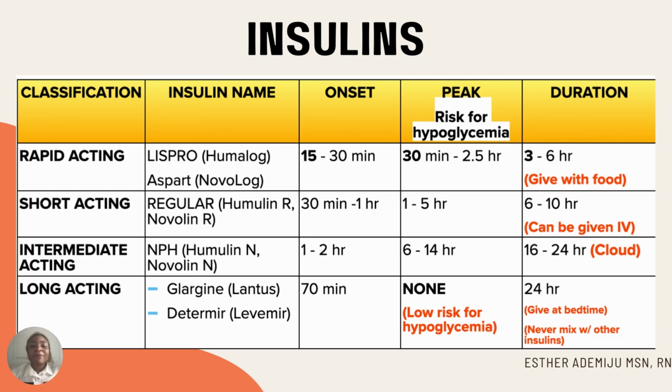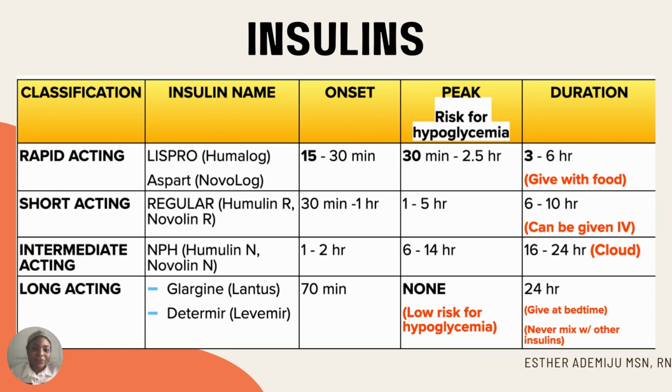Okay. And then finally, we have your long acting, which is the glargine, also known as Lantus, and detemir, also known as Levemir. This starts to work in about 70 minutes, and ta-da! This is the only one that does not have a peak. We call it a peakless insulin because it never peaks, because it never goes up the mountain. It's the only one that you probably don't have to worry as much about it ever causing hypoglycemia. All right, and it works for about 24 hours.